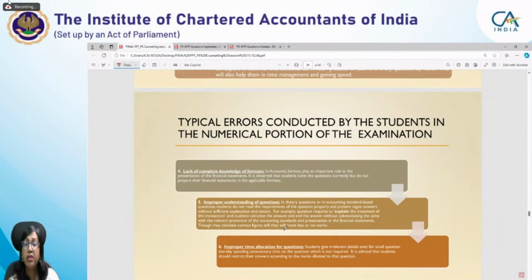Why? Because of improper understanding of the question, or improper time allocation. You have not read the question very carefully. In your financial reporting paper, each and every word has some significance. To, by, of, every small preposition, even the preposition has some significance and may change your calculation. So please go through each and every word of the question.